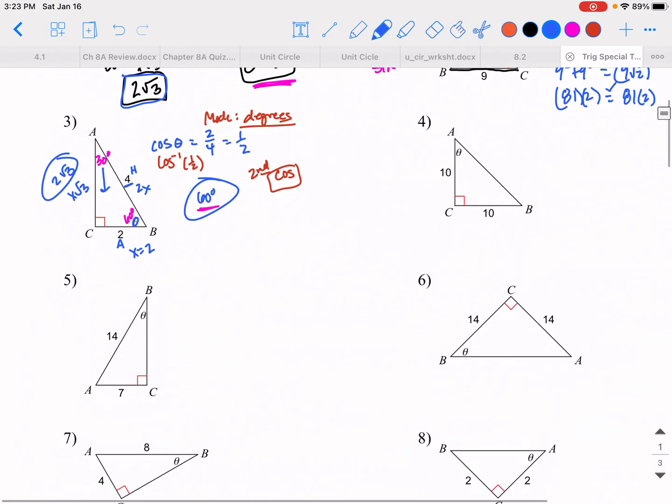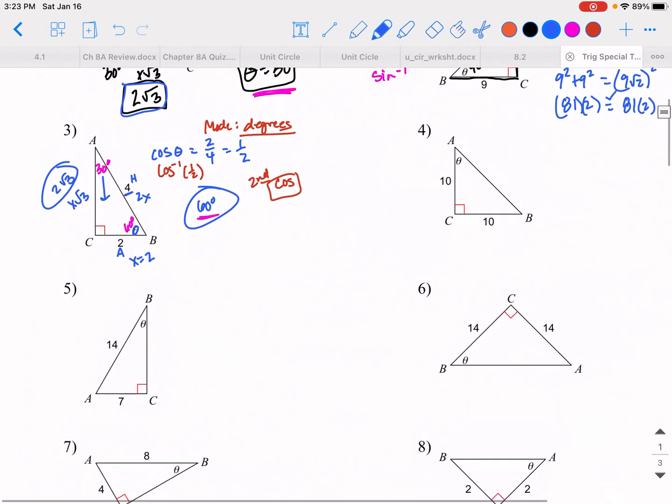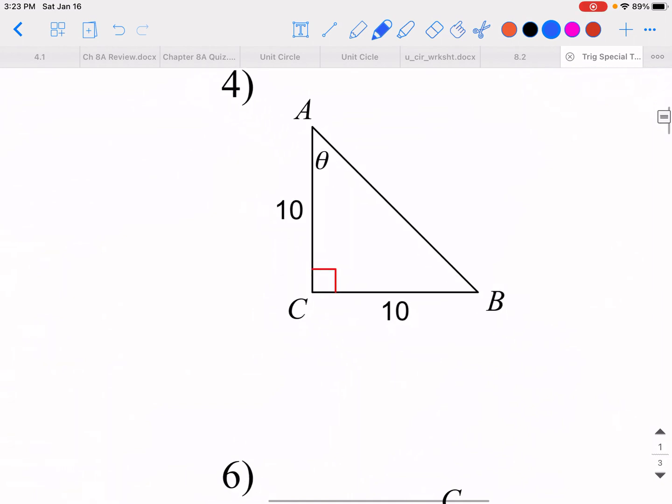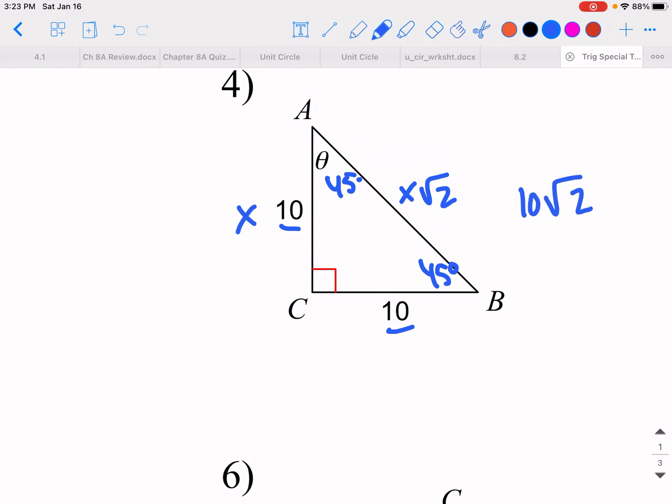Okay, let's look at one last example. How about 14? This one again, I can see my legs are identical, so I can already know that's a 45, 45. And the hypotenuse is always x times square root of 2, so your hypotenuse would be 10 square root of 2, because these sides are known as x.